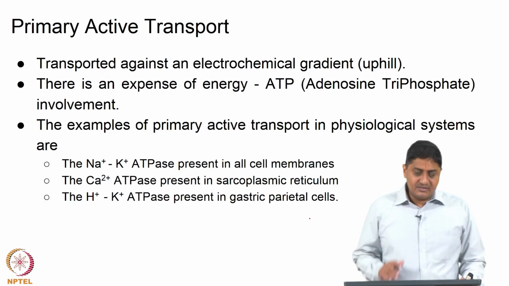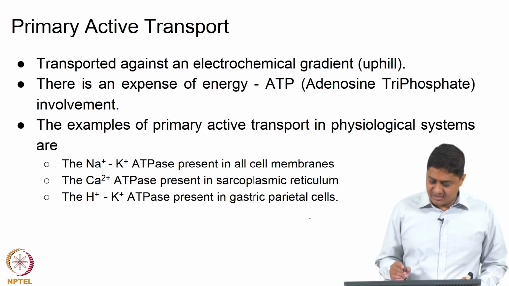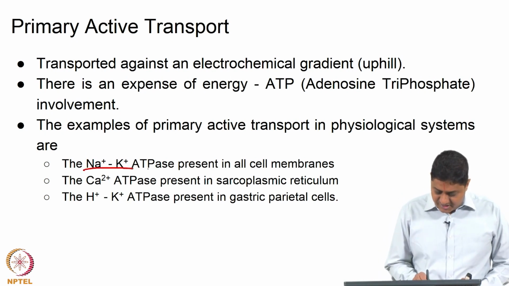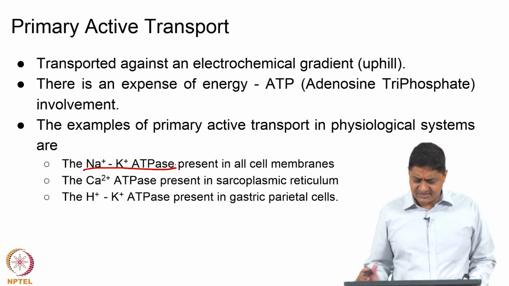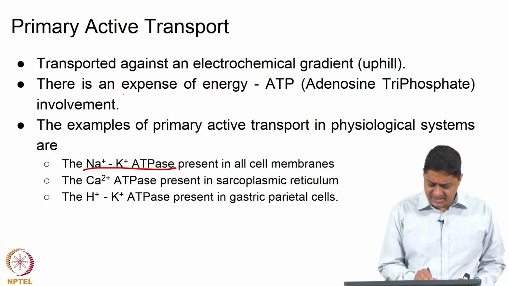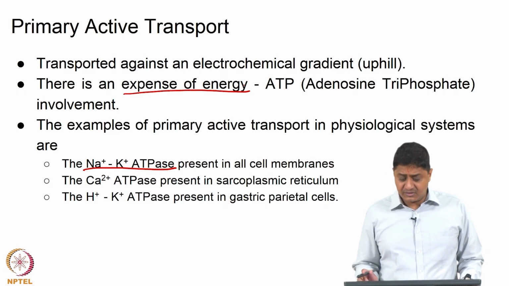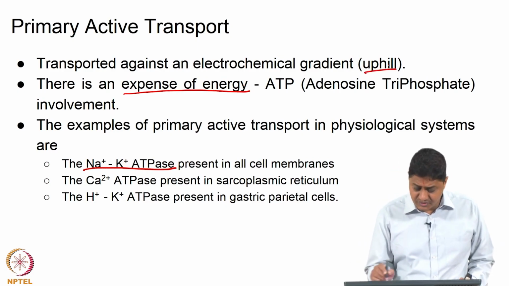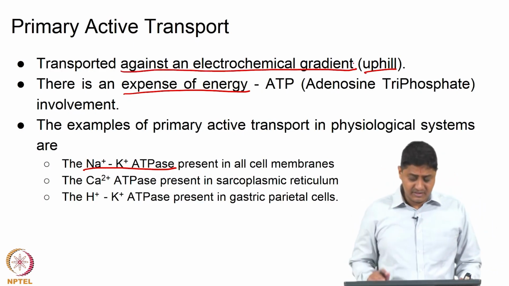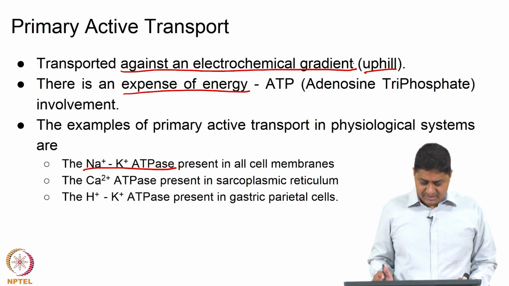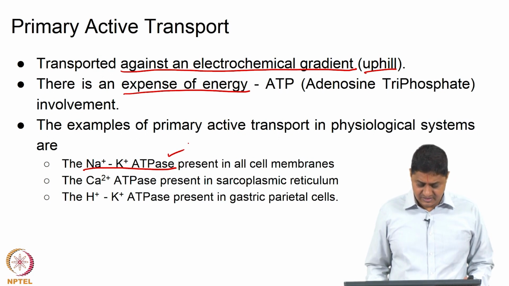So, an example of primary active transport is the case of sodium potassium ATPase that is present in cell membranes. In general, active transport involves an expense of energy, as we discussed some time ago, and the transport is usually uphill. So, it involves transport against a gradient. So, you have to go uphill, which means you have to spend energy. The classic example is the sodium potassium ATPase that we will see in the future slides.